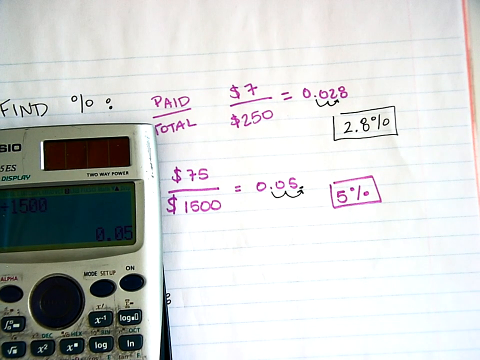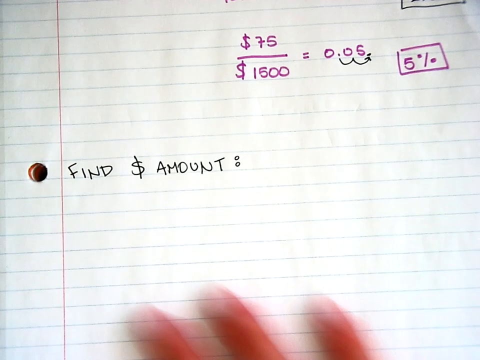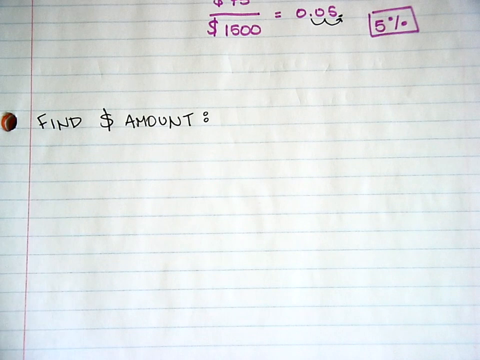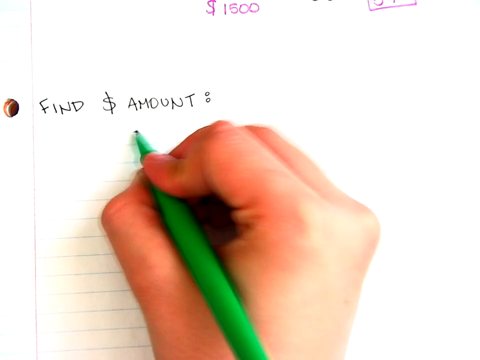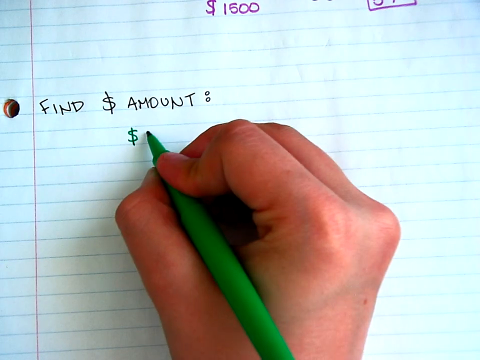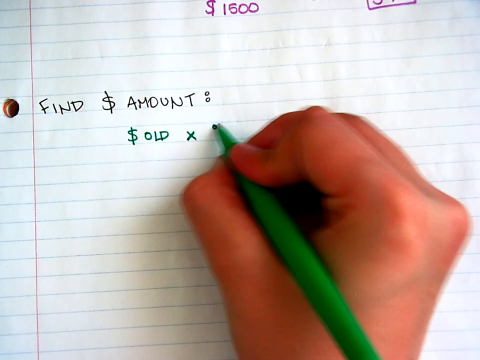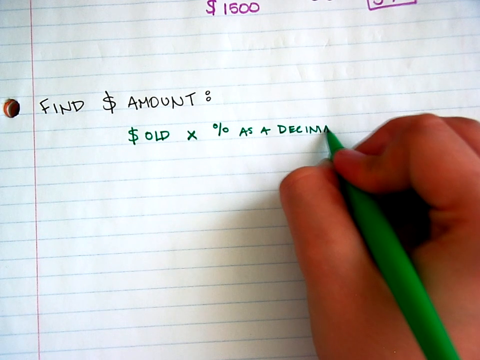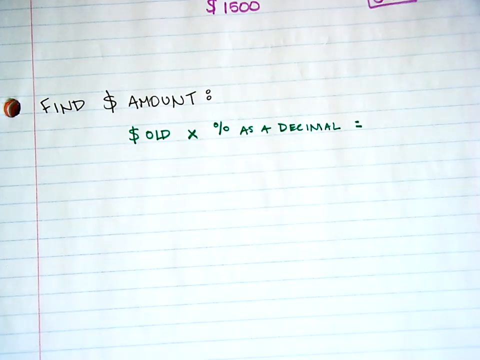All right, we'll do a little more practice with that once we get to our real world example. But second, I want to show you how to find a dollar amount given a percent. This time, I'm going to give you a dollar amount and the percent, and you're going to find the new dollar amount. We take the old amount and multiply it by the percent as a decimal. Whenever we do operations with percents, we use them as decimals, so we have to practice making them decimals.